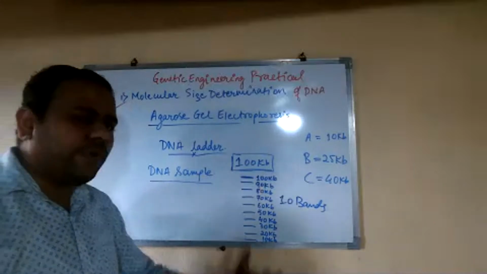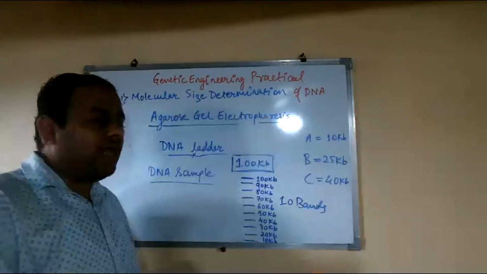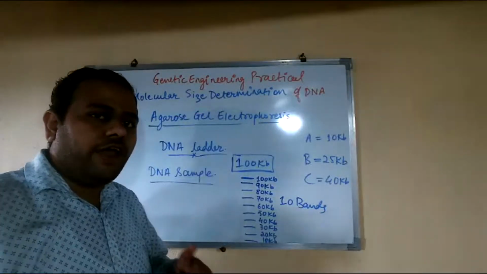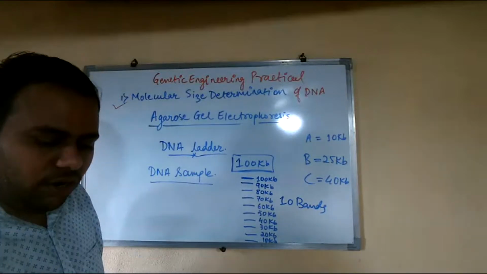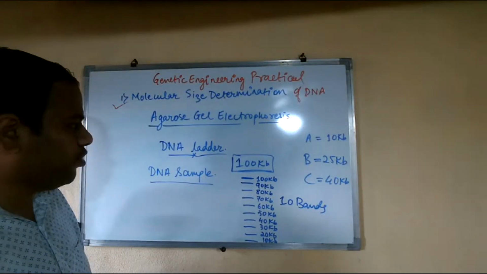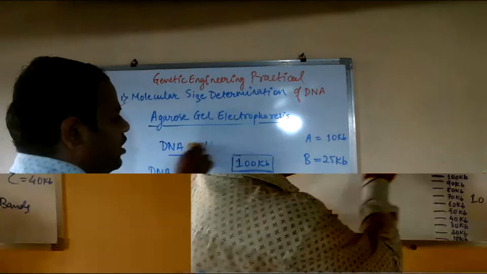So this kind of sequence of different bands is what you are going to get in the agarose gel electrophoresis when you load a DNA ladder. Let's draw a diagram of agarose gel electrophoresis here on this side so that you can see it.